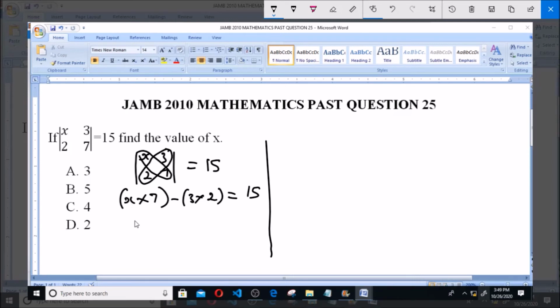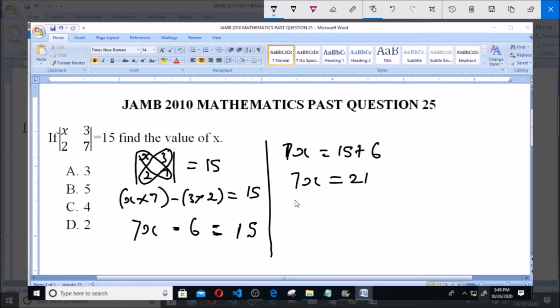So from here I have 7x minus 6 is equal to 15. Therefore I'll have that 7x is equal to 15 plus 6. That means 7x is equal to 21. Now divide both sides by the coefficient of x, which is 7. So x is equal to 3, which is option A.